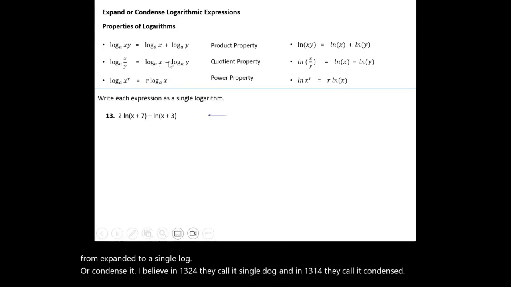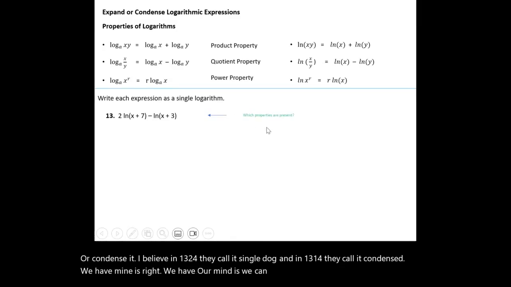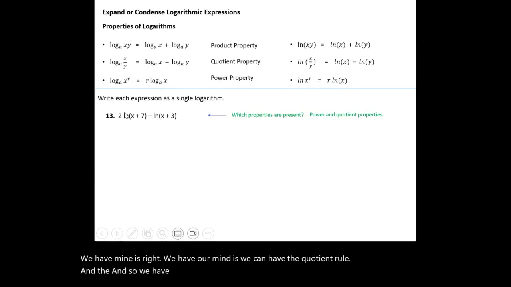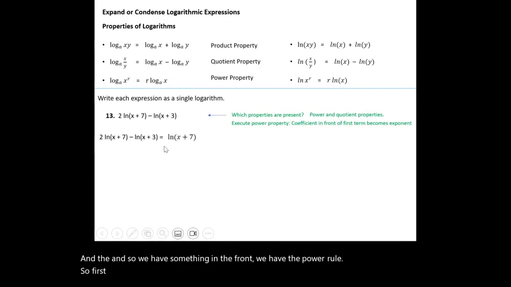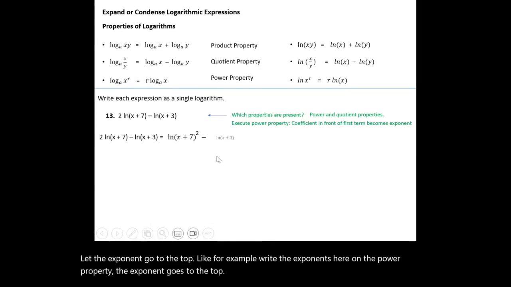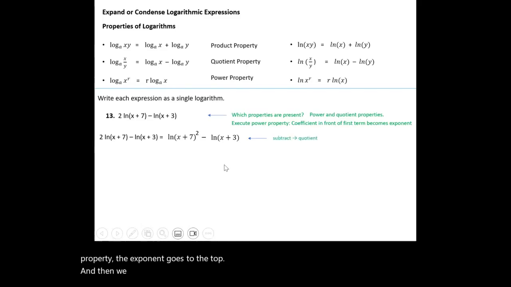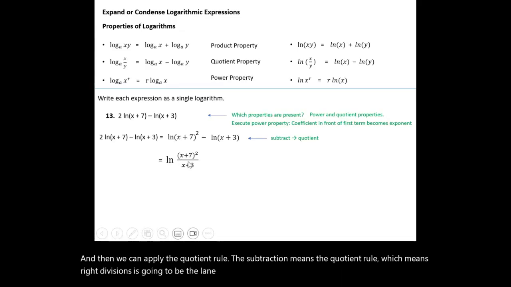So we have a minus. We're going to have the quotient rule. And since we have something in the front, we have the power rule. So first, we can let the exponent go to the top. Like for example, the exponent here on the power property, the exponent goes to the top. And then we can apply the quotient rule. The subtraction means the quotient rule, which means division. So it's going to be the ln of x plus 2 of x plus 7 squared divided by x plus 3.